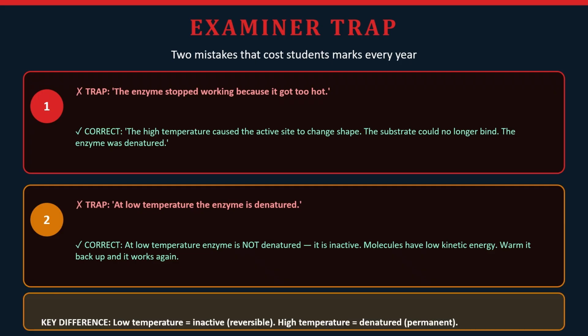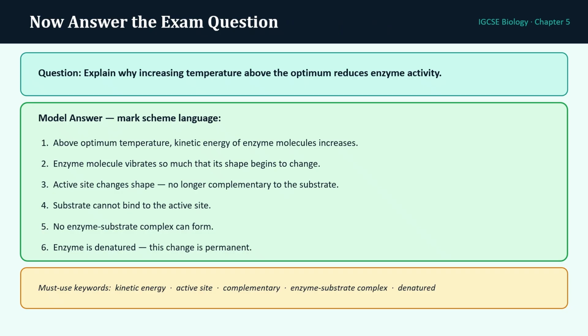So this is the critical difference. You must note down that low temperature means inactive, which is a reversible situation. But at high temperature, the enzyme has denatured, which is permanent and irreversible. And the examiner tests this distinction directly. So know it.